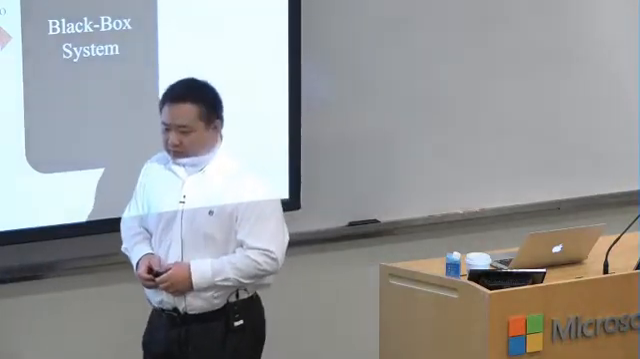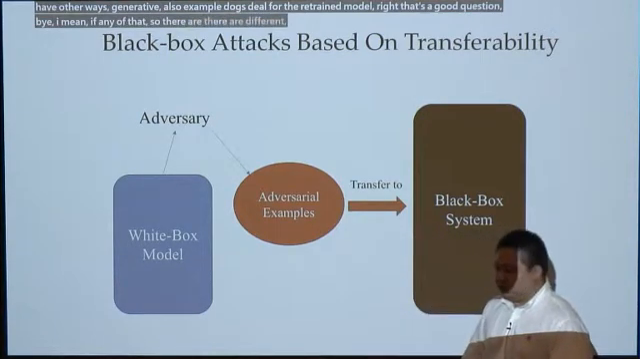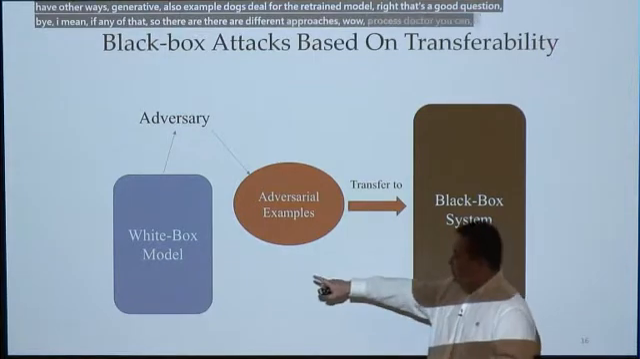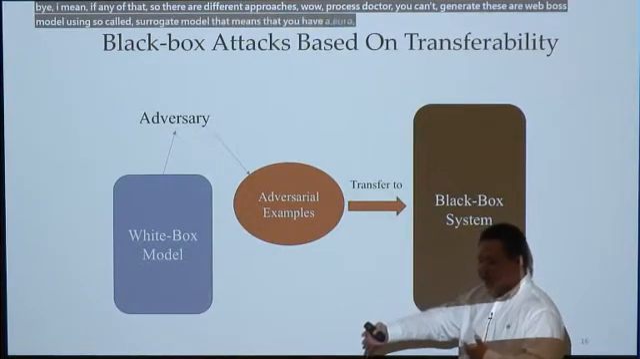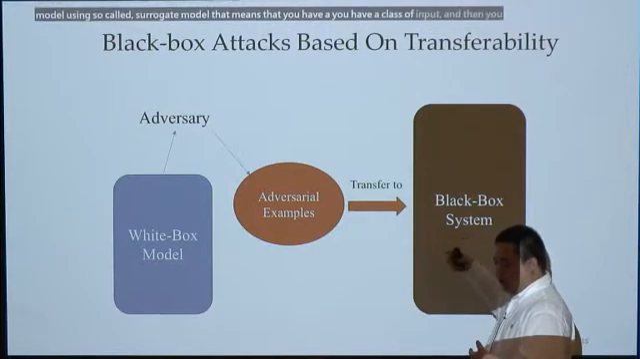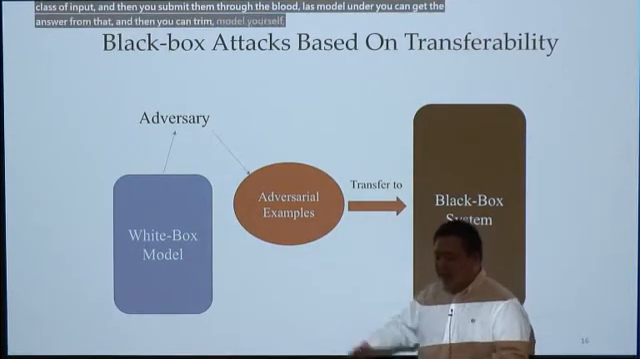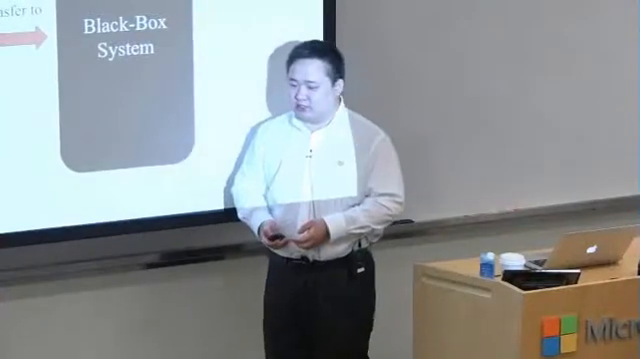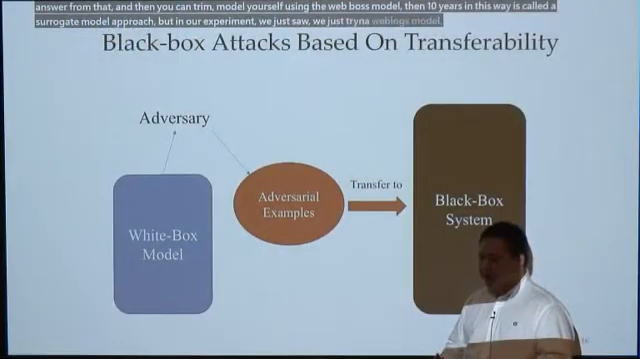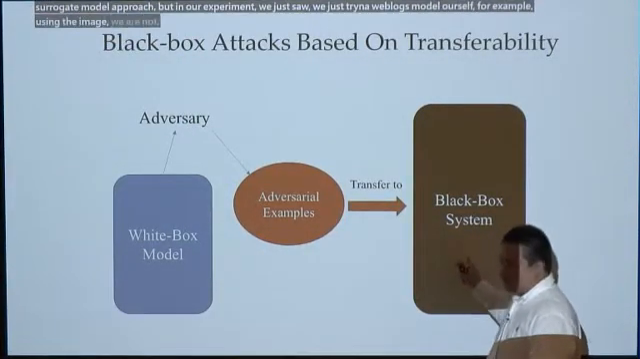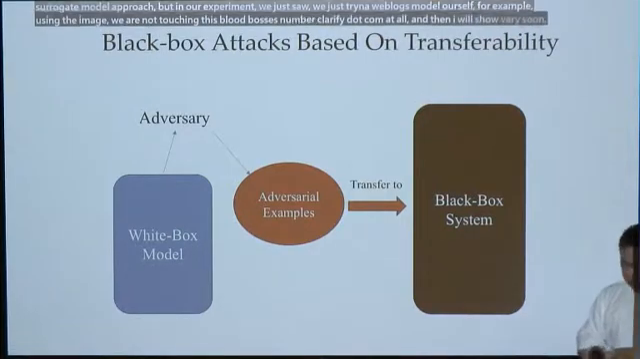In this case, is the white box model trained independently of the black box, or is this an assumption? There are different approaches. One approach is that you can generate this white box model using the so-called surrogate model. That means that you have a class of inputs, and you submit them to the black box model, get the answers from that, and then you can train a model yourself as the white box model. That's called the surrogate model approach. But in our experiment, we just train a white box model ourselves, for example, using the ImageNet dataset. We are not touching this black box system, for example, clarifai.com at all. And I will show very soon that they can still transfer, right?